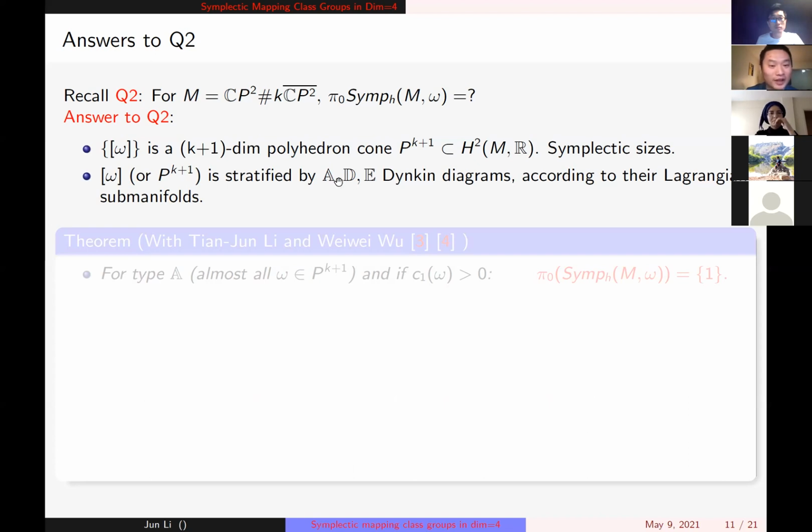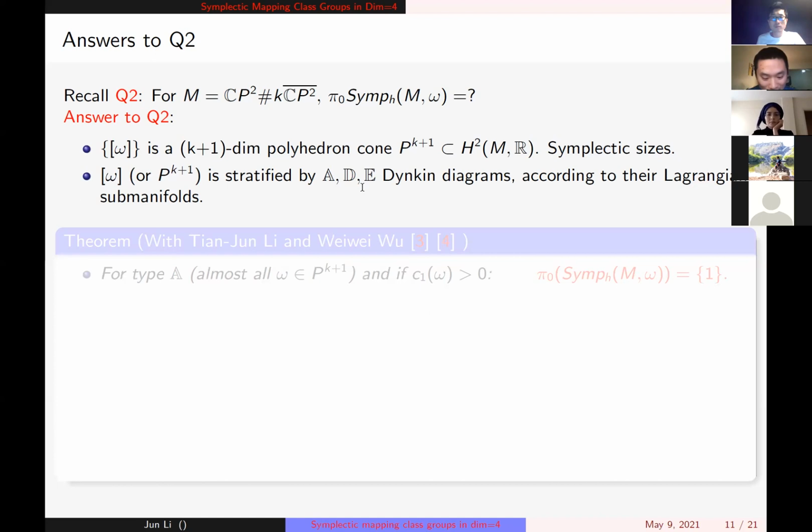All right, so the forms are labeled by the, well, maybe I should mention more details. So here, let's take a symplectic cohomology class. Okay, then we have certain -2 spheres being Lagrangian. Then we look at their intersection pattern.